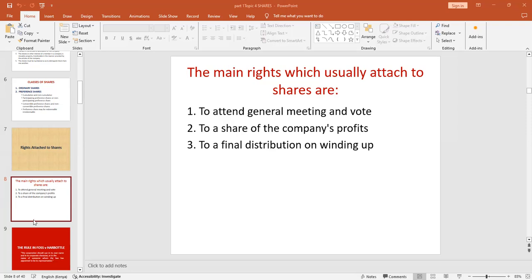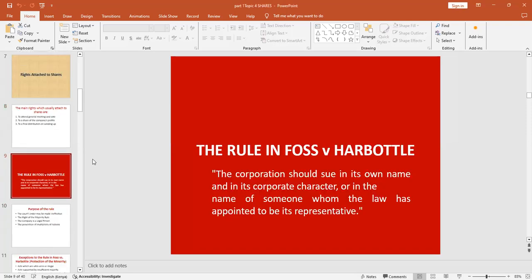So let's move on to something to do with minority and majority. In fact, these are all cases that you need to understand. The rule in Foss v. Harbottle. This one, remember it. I could as well just go and do research on it, but let's talk about it. You need to remember this case. I haven't sent you the notes on shares yet, but I'll send them. It's one of those things that will be in your notes and you need to understand it.